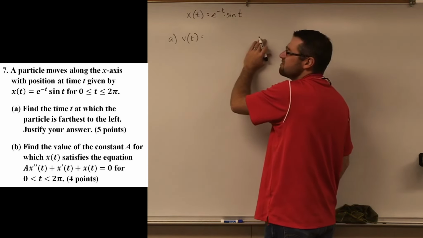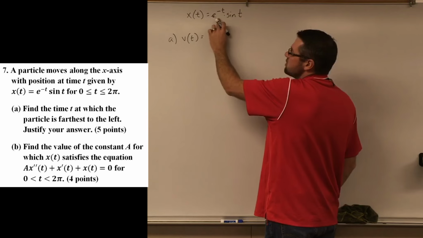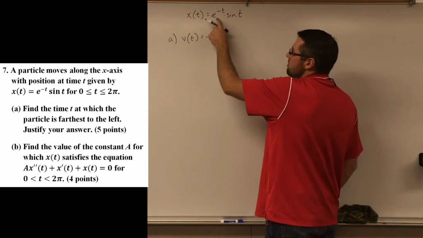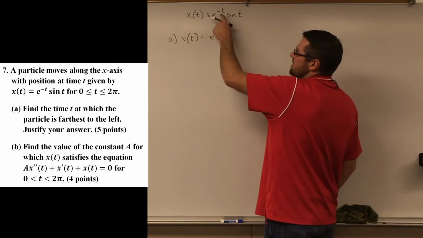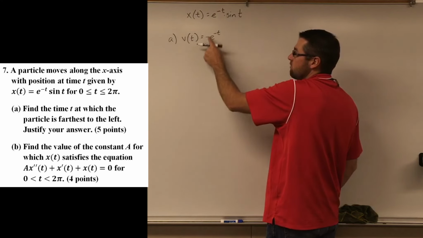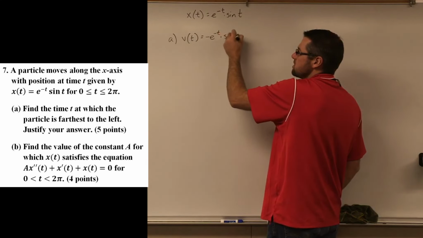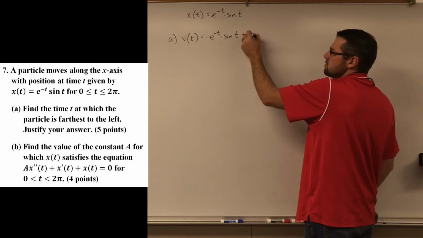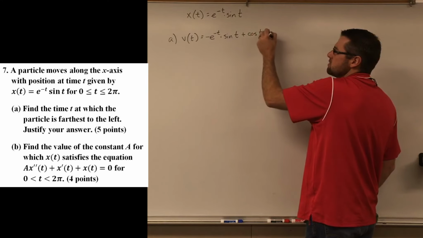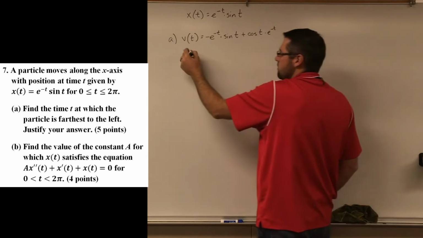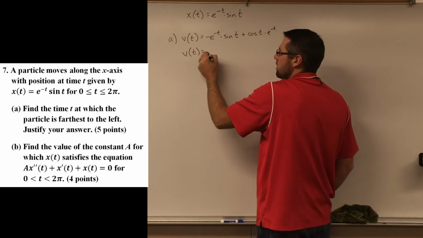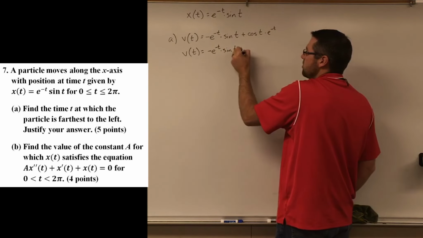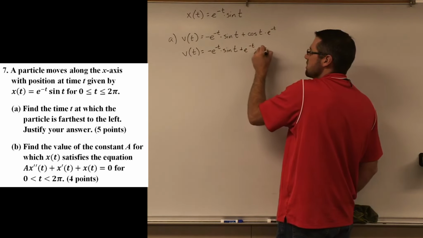What rule are we going to use? Product and chain. So what's the derivative of the first thing? Negative e to the negative t, right? Because the derivative of e to the anything is the same thing, but then times the derivative of negative t. So negative 1 times sine of t plus cosine of t times e to the negative t. Let me rewrite this so it's a little simpler to deal with. The first isn't going to change much, but the second one will be plus e to the negative t times cosine of t.